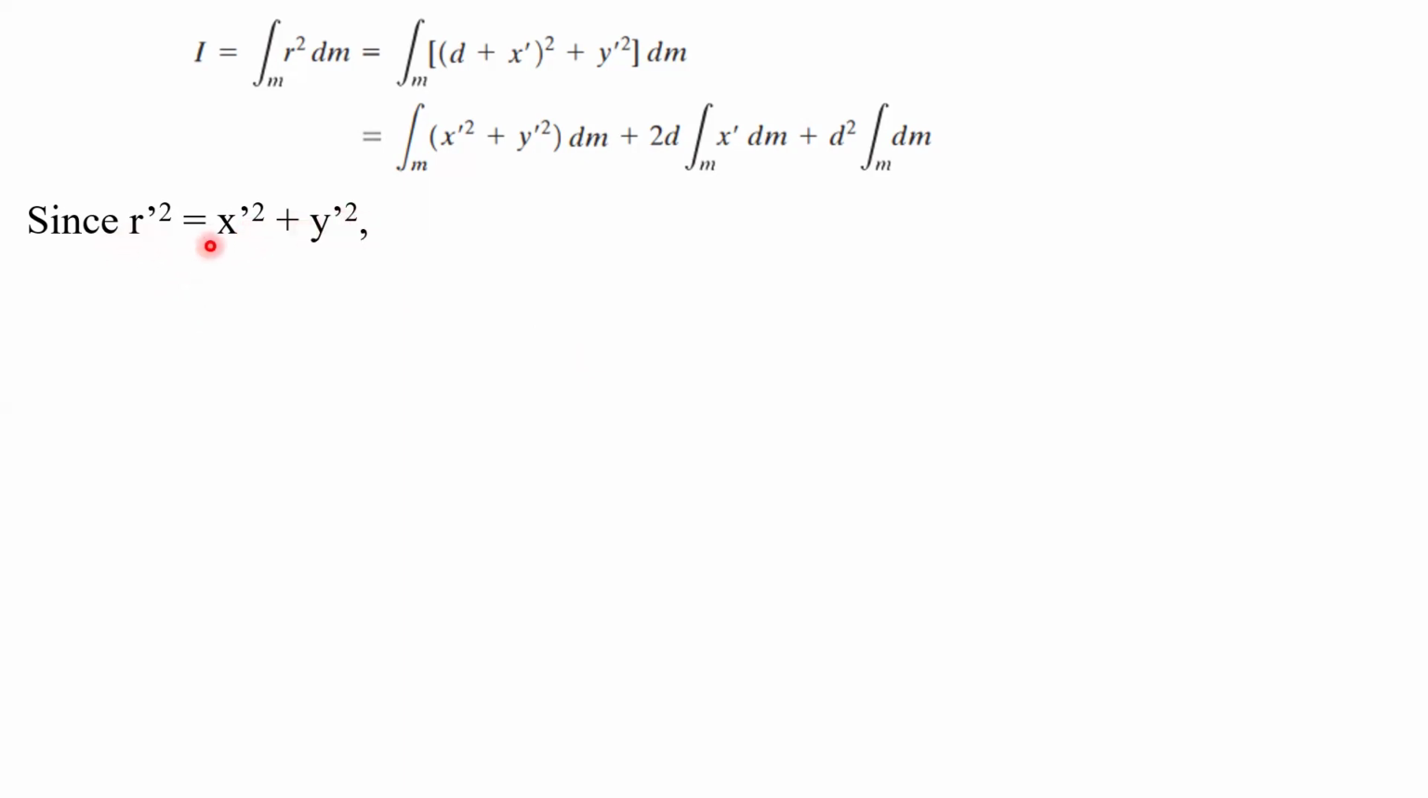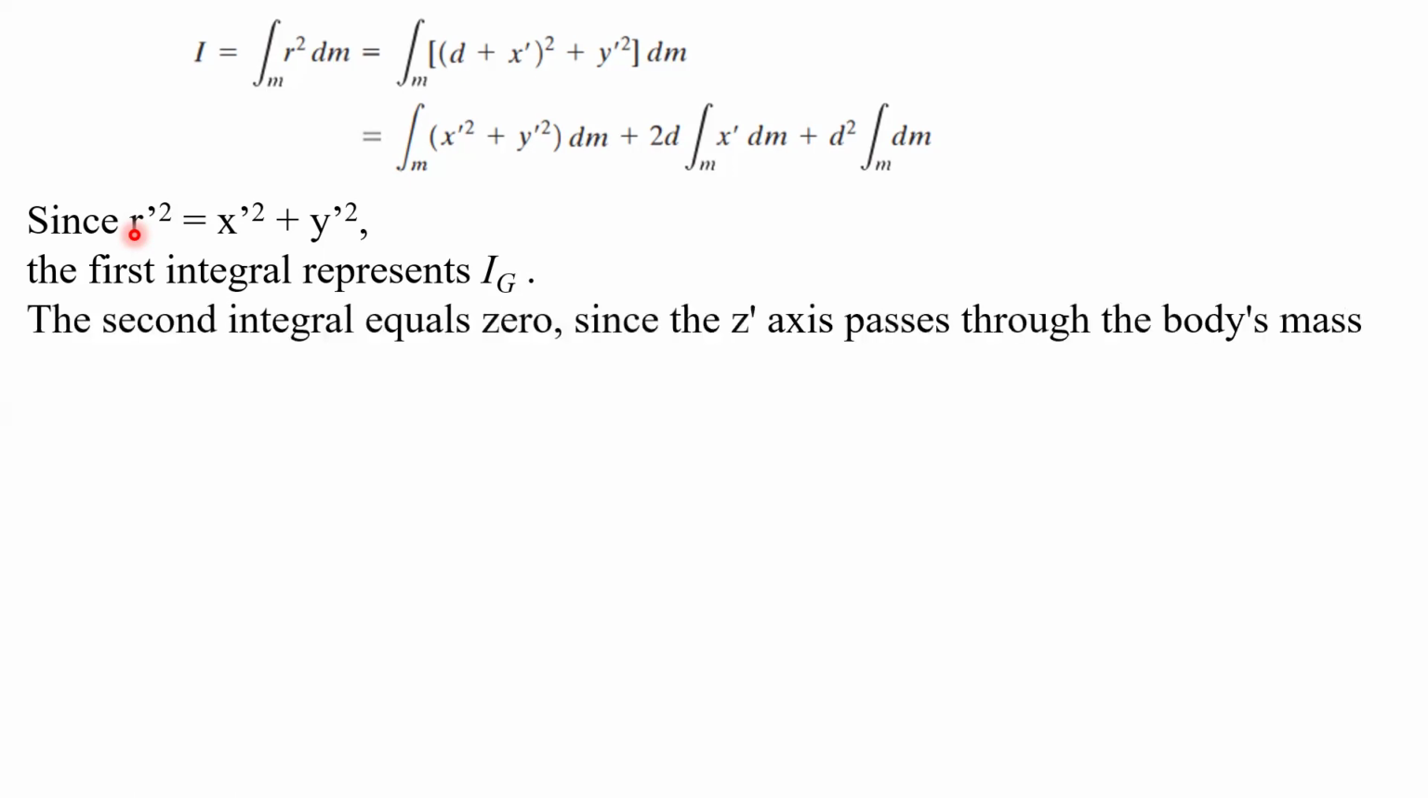r squared is equal to x squared plus y squared. So r prime squared is equal to x prime squared plus y prime squared. And this, that is this, can be replaced with this. They are the same. So the first integral represents the moment of inertia about the mass center, IG. The second integral equals 0. This is IG, while this one is 0.